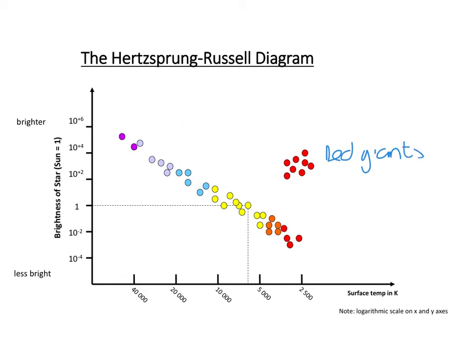Okay, so this is where our red giants are. They've cooled down and they're a bit brighter. Next, we have our white dwarfs.